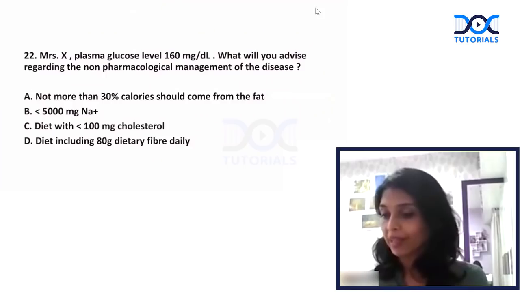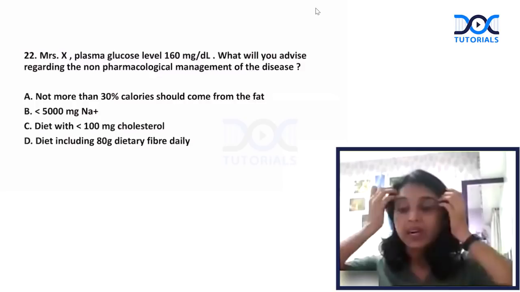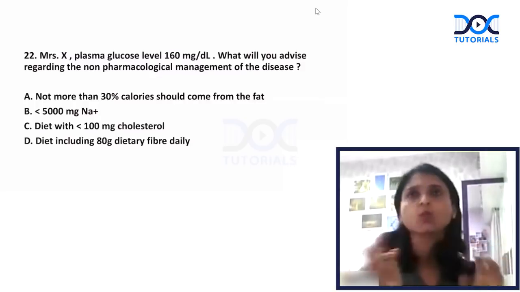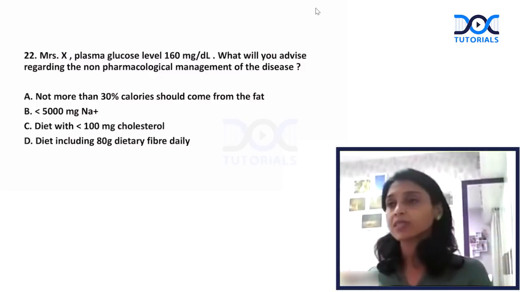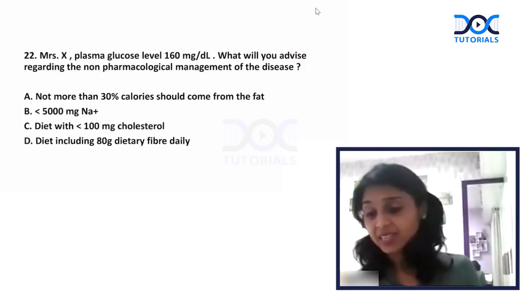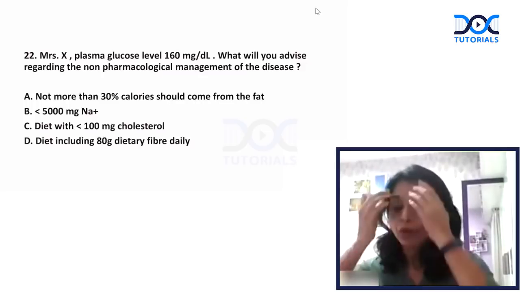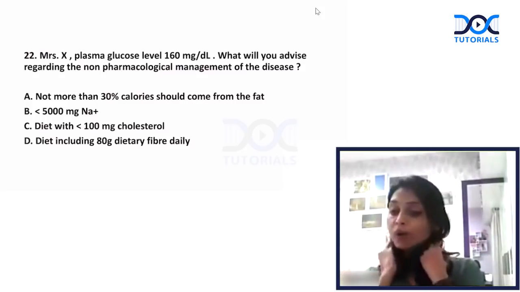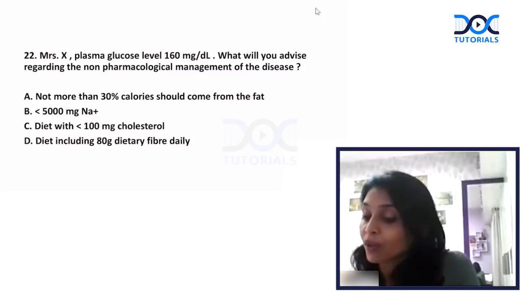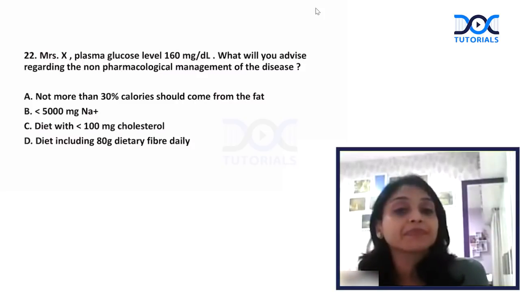Okay. Question number 22. Again from non-communicable diseases. This time they have asked about malignancies, then diabetes. This is a question from diabetes. Mrs. X. Plasma glucose level is 160. What will you advise regarding the non-pharmacological management of the disease?